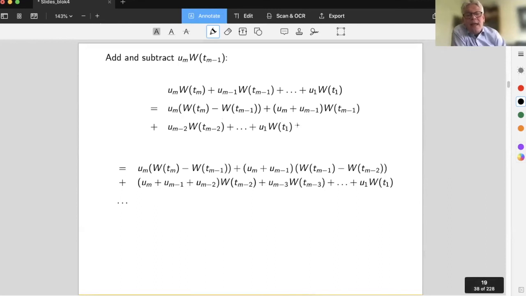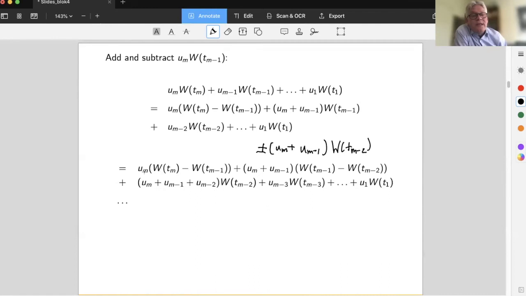We add and subtract plus minus 1 times W_tm minus 2. So we add and we subtract plus minus 1 times W_tm minus 2. This is the best I wrote on the screen so far.